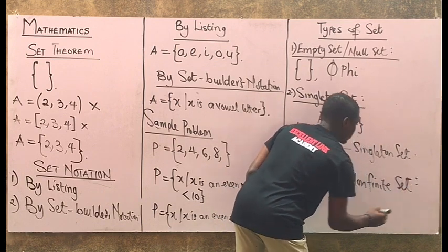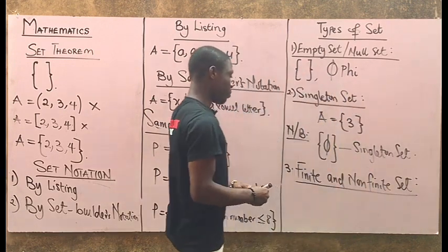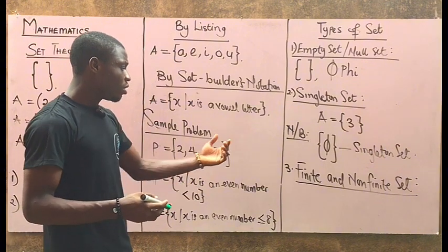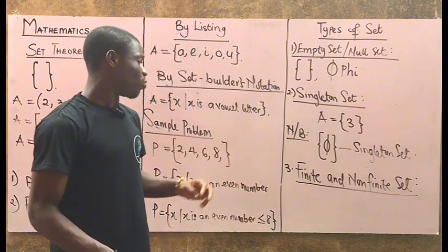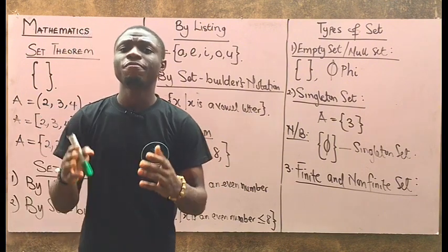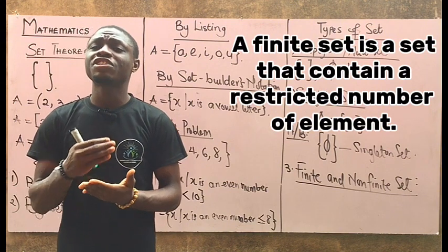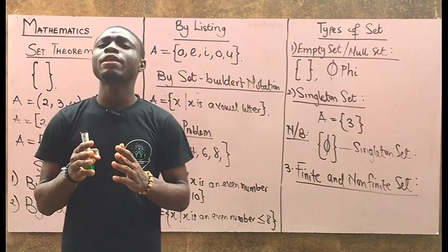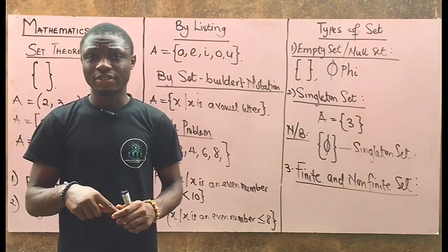Let's discuss the third type of set that we have, called finite and non-finite set. This one contains two definitions. Let's start with the first one, called finite set. A finite set is a set that contains a restricted number of elements. This simply means that the elements can be counted, right?